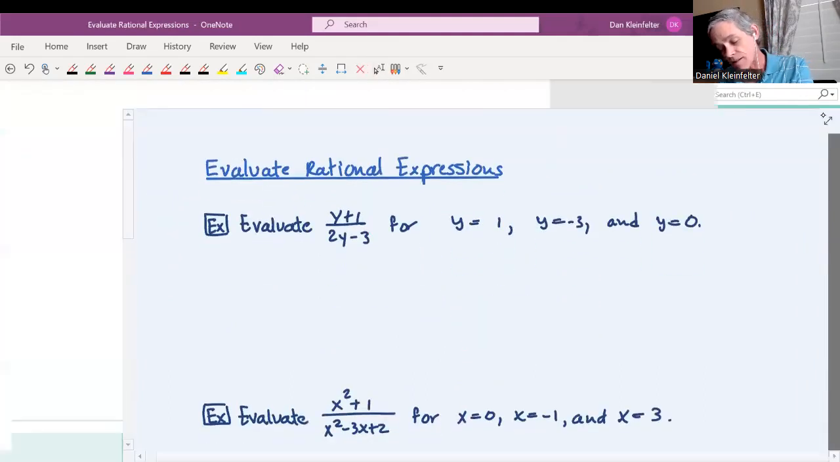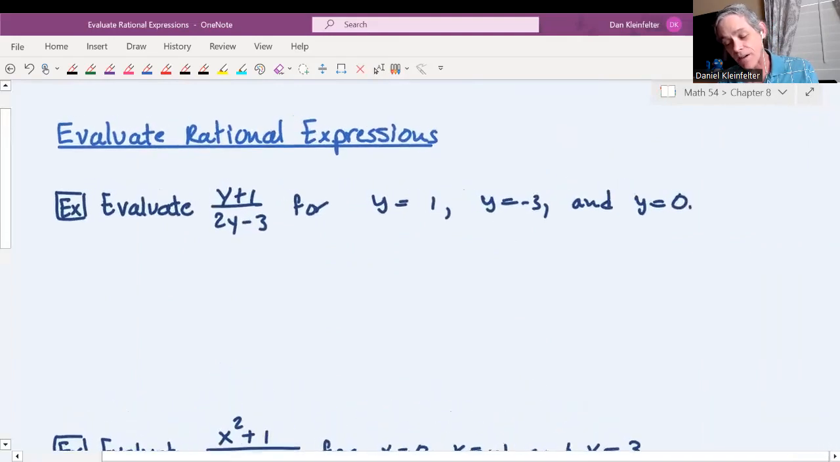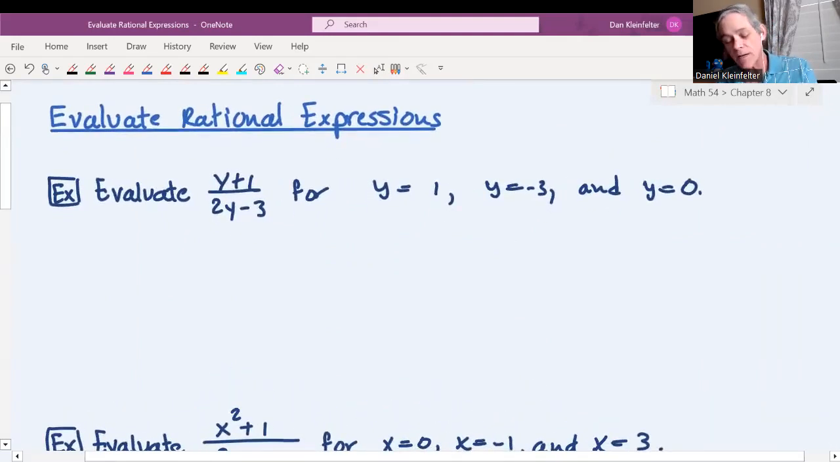Okay, the next task that we'll want to be able to do is evaluate an expression. Evaluating expressions, what that is about, you can get from the second through fifth letter, the ALU. It means that we're getting the value of an expression. So typically we're going to replace the values of variables with some numbers and then calculate a numerical answer. So here we've got y plus 1 over 2y minus 3. We're going to evaluate it for y equals 1, y equals negative 3, and y equals 0.